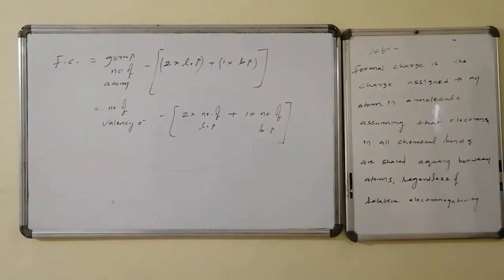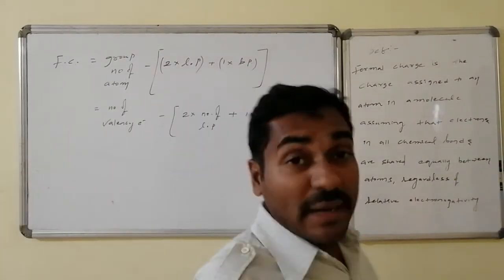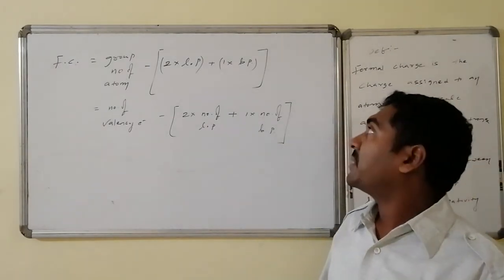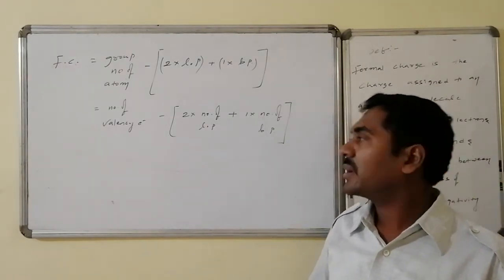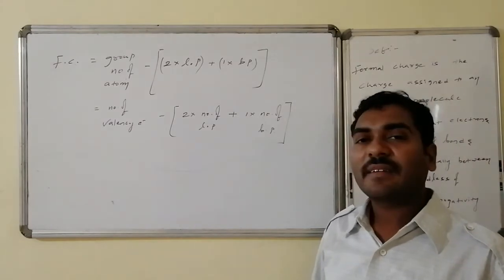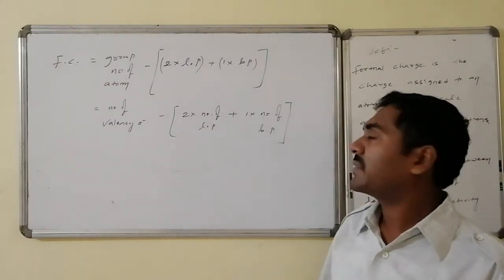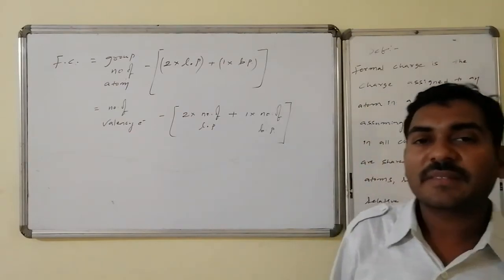Formal charge is equal to the group number of the atom involved in chemical combination minus twice the lone pair electrons plus 1 time the bond pair electrons. It can also be equal to the number of valence electrons minus twice the number of lone pairs plus 1 time the number of bond pairs.